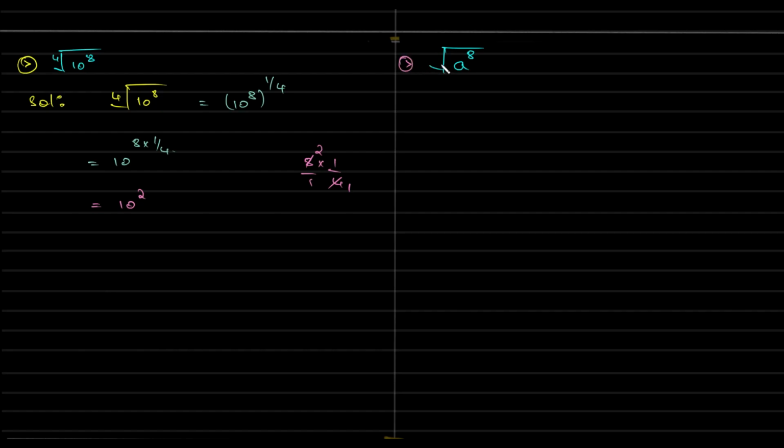Next question, I have that, but there is no number over here, so it is by default 2. So this is nothing but 2 and that. Okay, whatever the base is, you just have to copy that. So basically this is a to the power of 8 whole to the power of half, and you know what to do, a to the power of 8 into half, which is nothing but a to the power of 4.